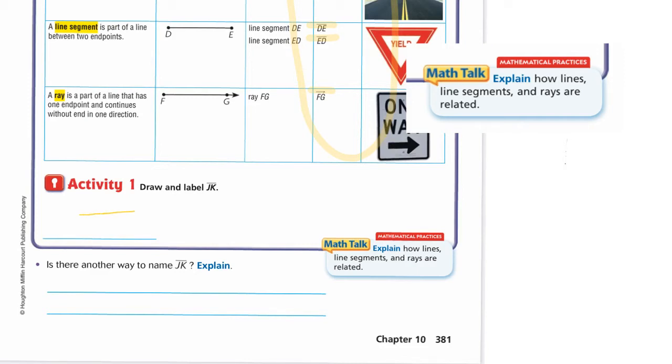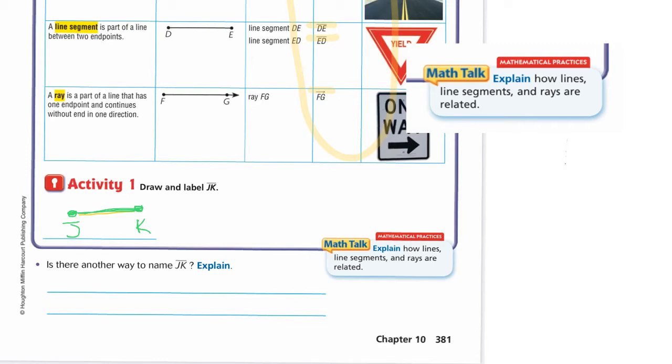So you could draw it this way, in this color, and you could say JK. I believe tomorrow on your workbook pages, you will have several questions where you have to draw a line, a line segment, or a ray. So I think the first half would be questions just like this.